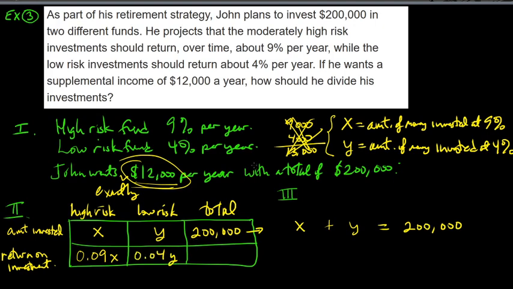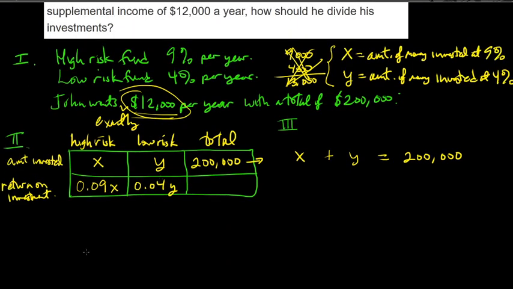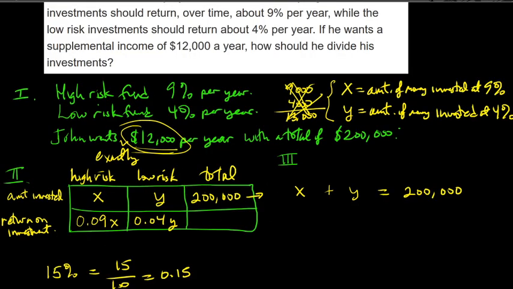Okay, so very important that you know how to convert percents to decimals. You just divide by 100, right? So 15%, for example, as a decimal would be 15 divided by 100, or 0.15. So make sure you convert your percentages to decimals, right? Anyways, so what are we looking for as a total? We're looking for $12,000, right, per year. So that's going to be, as an equation, 0.09 times x plus 0.04 times y is 12,000.